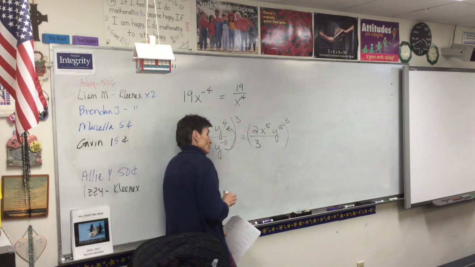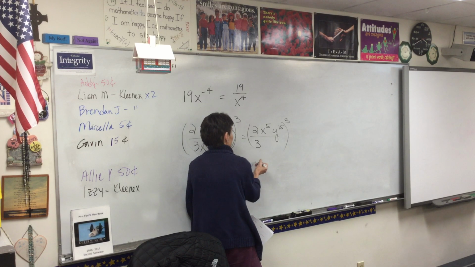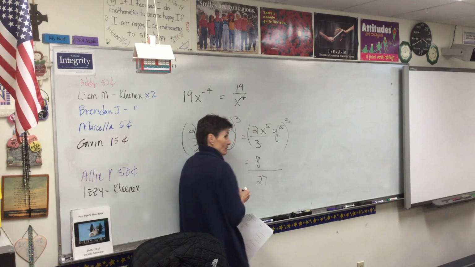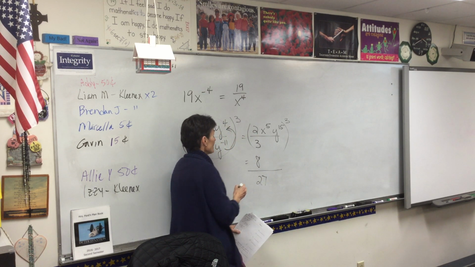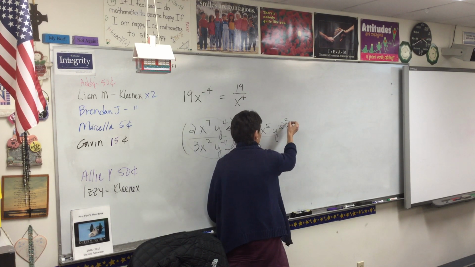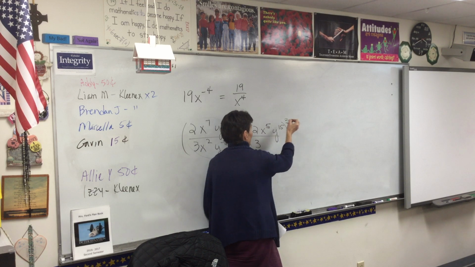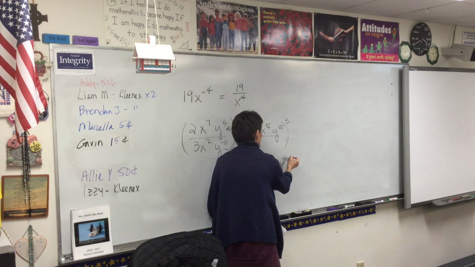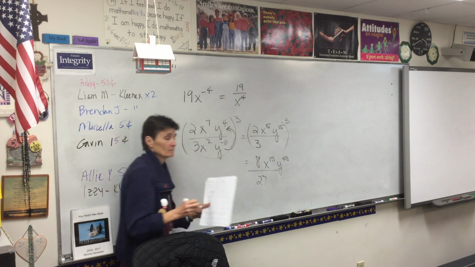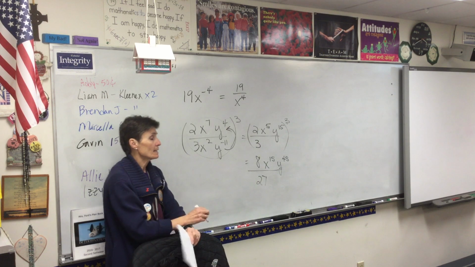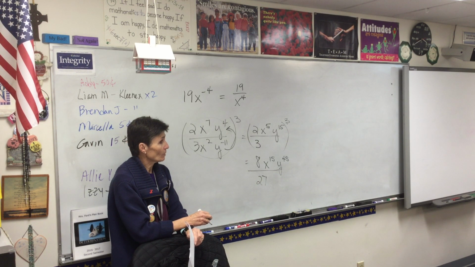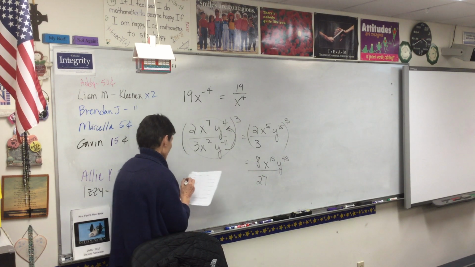2 to the 3rd, 8. Over 27, okay. 3 cubed, 27. Now, what do we do when we got a double exponent? X to the 5th to the 3rd. We multiply. So x to the 15th, y to the 45. Anybody have an issue with that? All good.